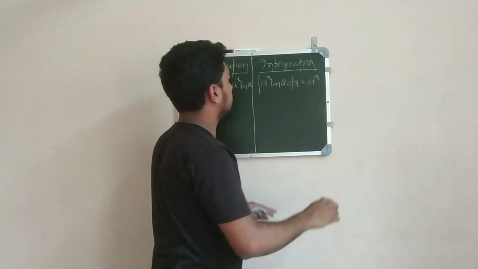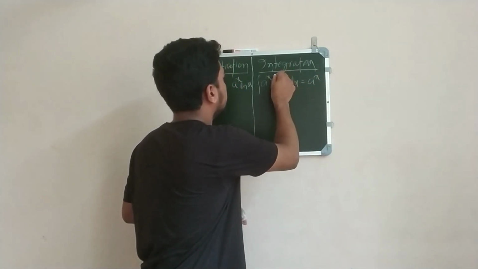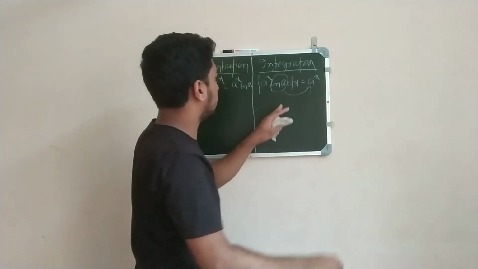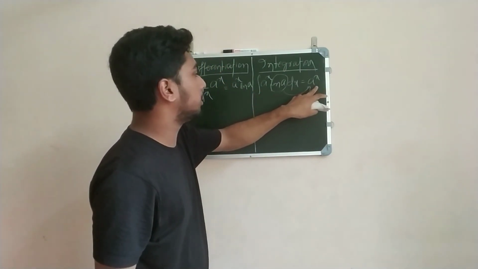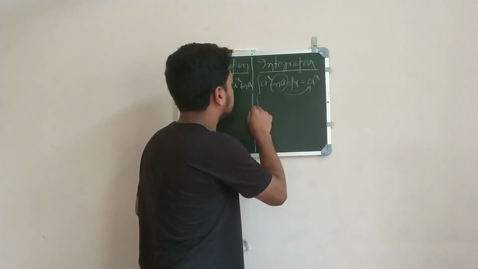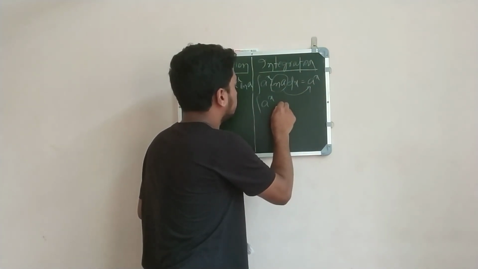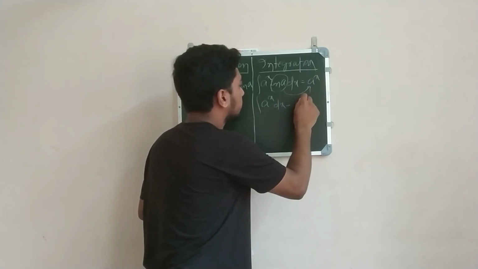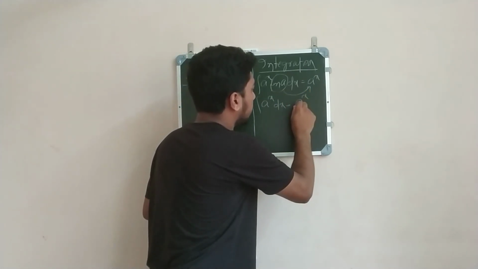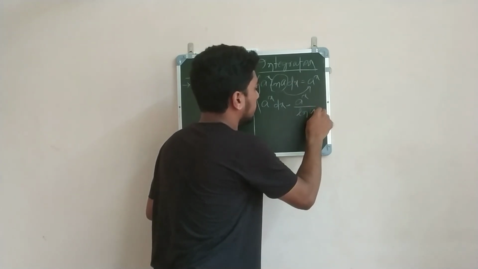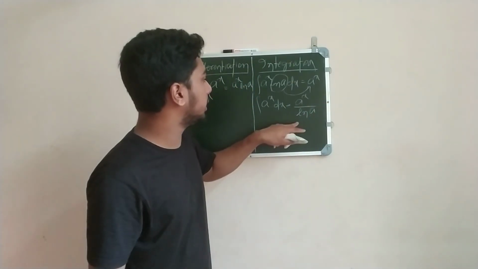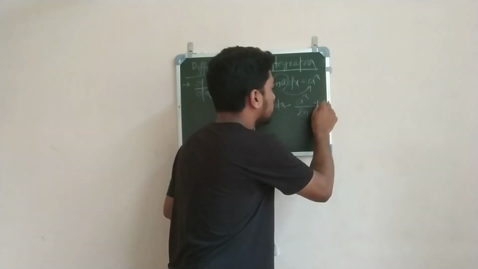Or I can simply put this in. This is a constant. I can take it outside of this integral, then divide by this one. So the integral of a to the power x dx is equal to a to the power x by ln a. And for simplicity, I can put a constant here.